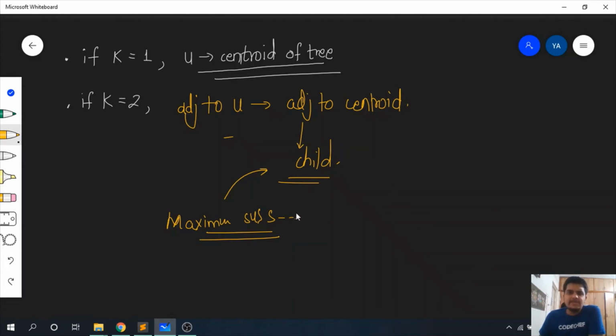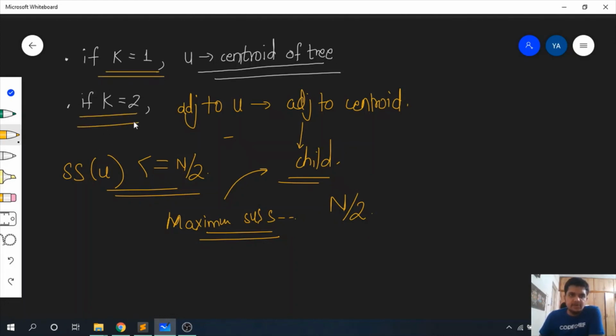What can be the maximum subtree size over here? It can at most be n by 2, because as we saw, the subtree size of all children of the centroid will be less than or equal to n by 2. So the maximum subtree size over here will be at most n by 2. So now we have found the answer for both k equal to 1 and k equal to 2. This concludes our solution approach.